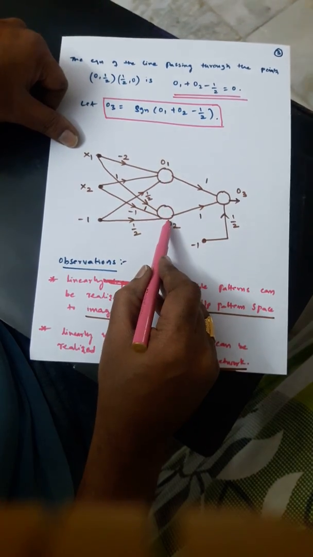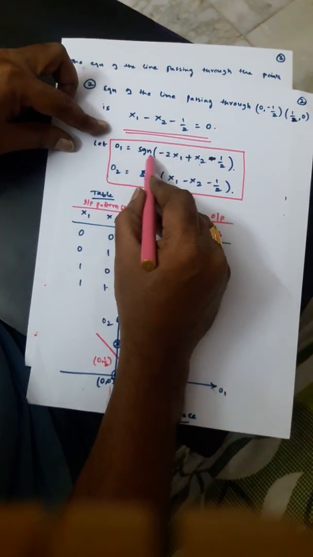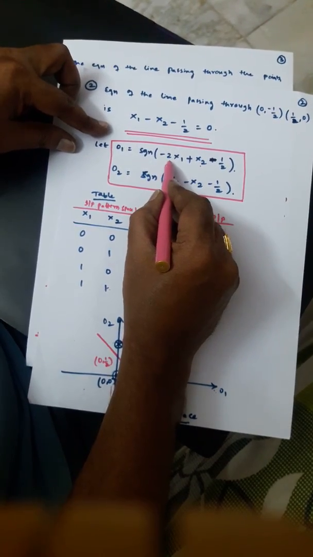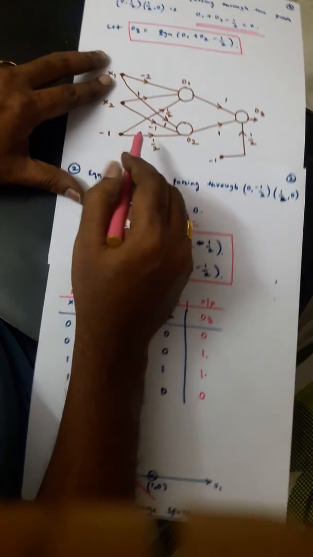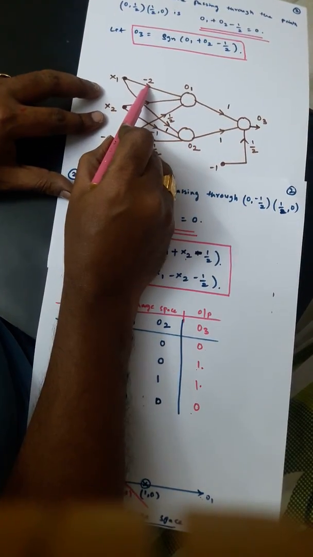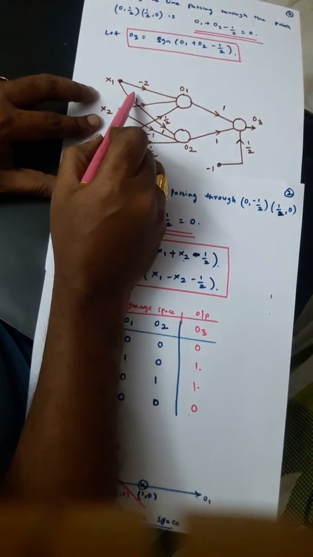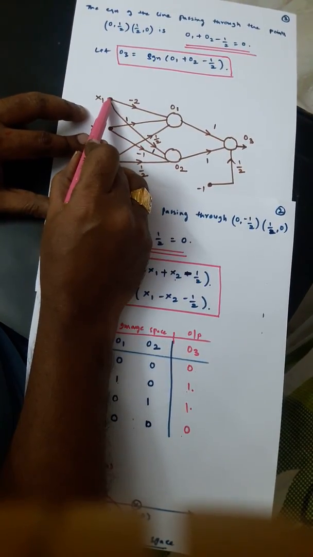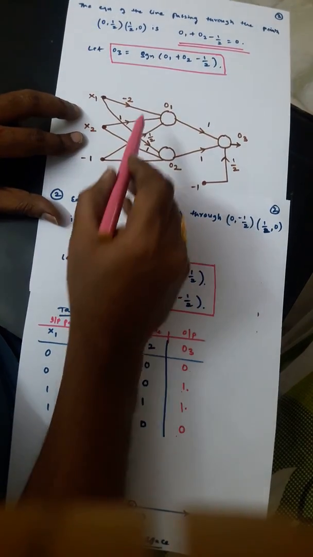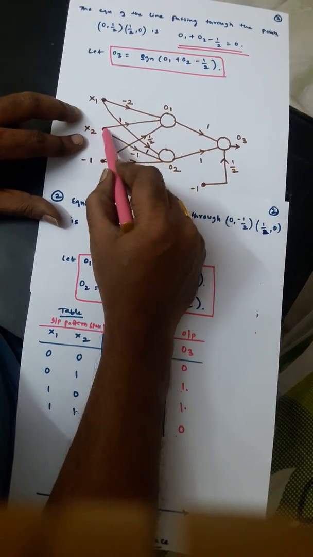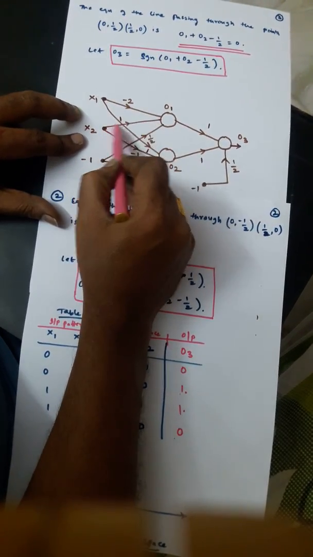Output is O1 and O2. What is O1 now? O1 is signum of, come to this equation, minus 2 into x1 plus 1 into x2, that is x2, minus 2x1 plus 1 into x2.